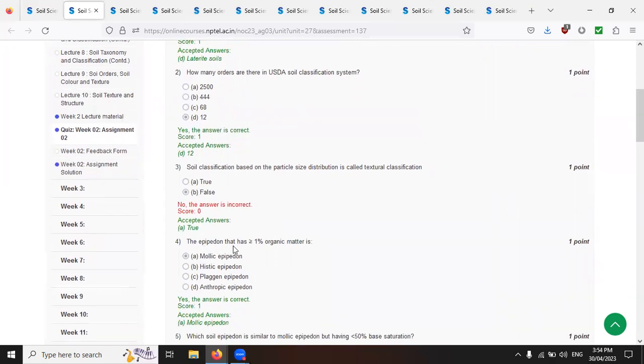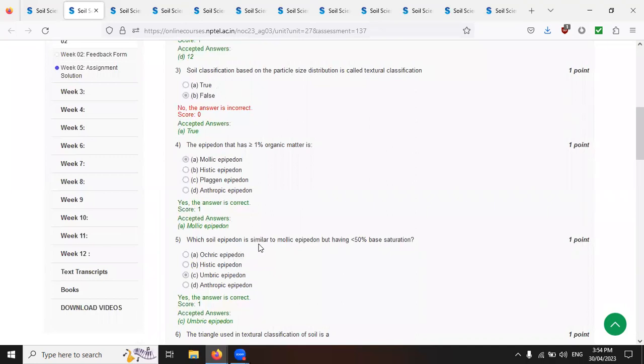And the epipedon that has above 1% organic matter is what system? Is it mollic, histic, pelagian, or anthropic? Anthropic. No, anthropic. Well, it's not anthropic. The answer is mollic. Mollic's nice and fertile.